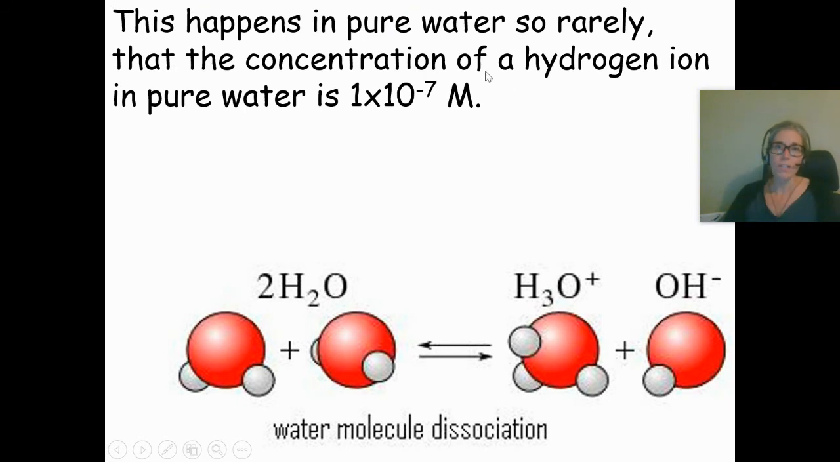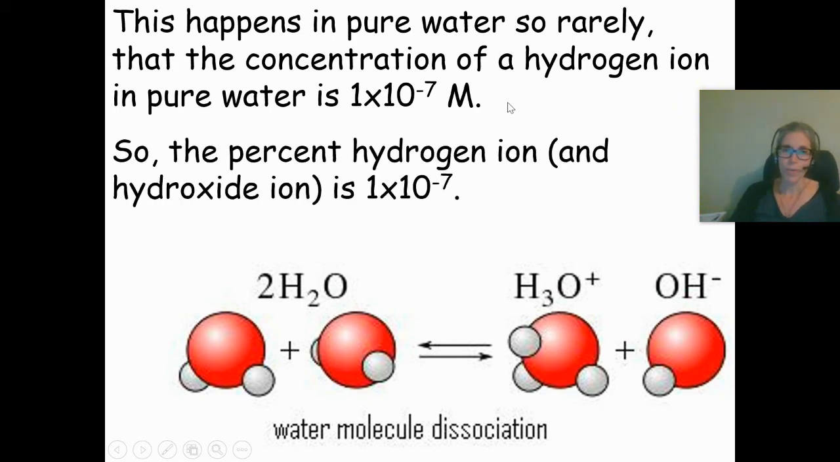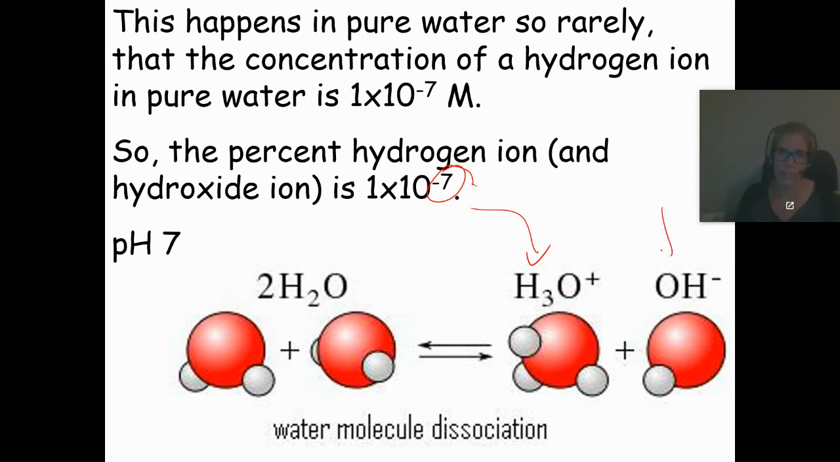Okay, so this happens in pure water so rarely that the concentration of hydrogen ion, this one, is 1 times 10 to the negative 7th, and actually the hydroxide ion too is 1 times 10 to the negative 7th. And that's how we define the pH scale. So that is pH 7, and the number comes from this. So it's the concentration of these, and actually these, but only by accident, only because there's just as many.